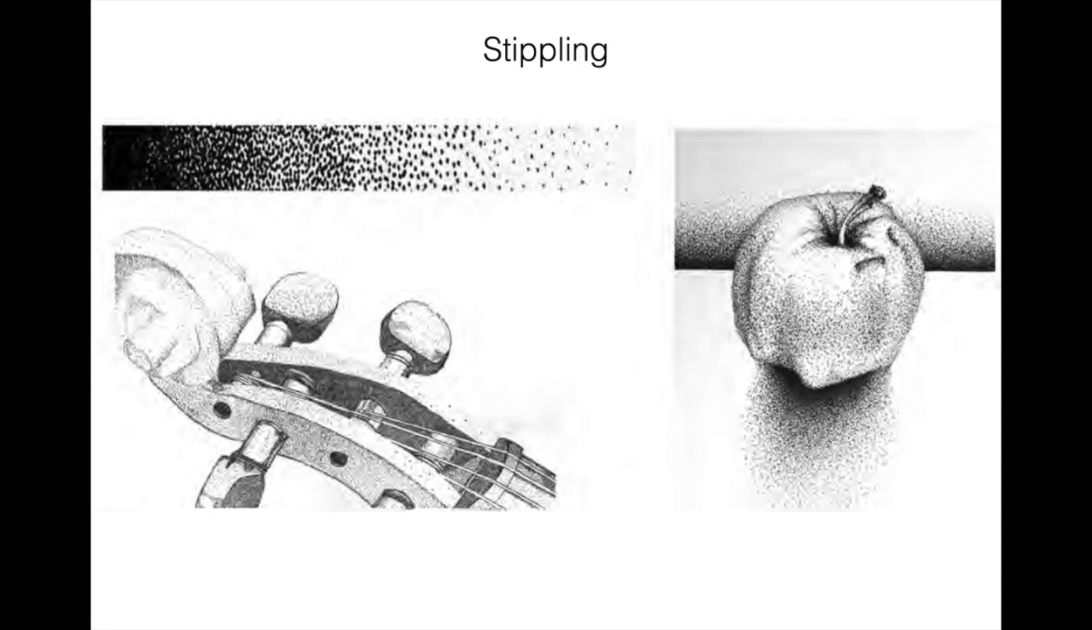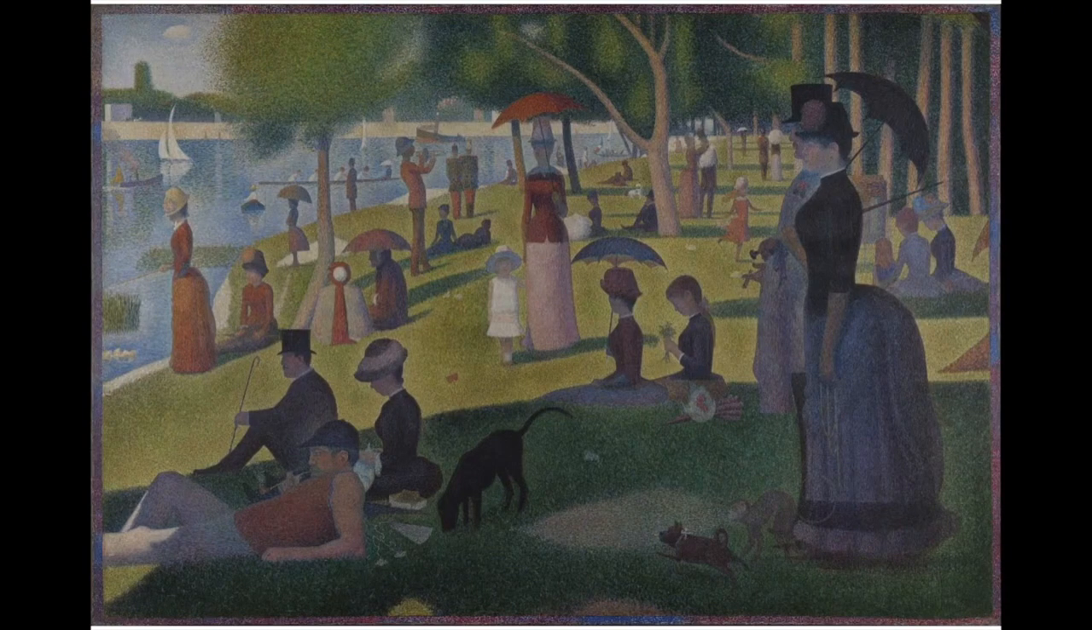And similar to the theory with implied lines, your brain puts it all together so that you don't really notice all the dots if you're far away. It's only when you zoom in that you can see all the tiny little dots that make up the tone in terms of a black and white drawing, or make up the color in terms of a color drawing or painting.